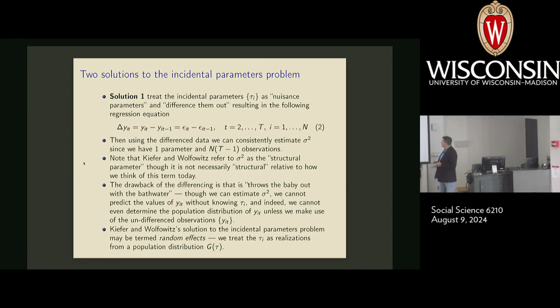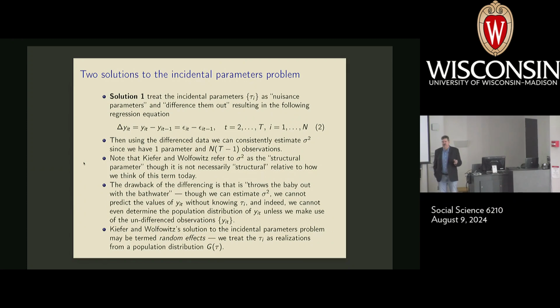You know, the problem is when you difference stuff out like that, you're throwing the baby out with the bathwater, right? You might want to know what those taus are. If you want to make a prediction of what the y is, you need to know what those things are, right? Now, Kiefer and Wolfowitz didn't propose differencing. They said, let's just directly estimate. We're going to make the parameter a distribution over the tau. And so now we have an infinite dimensional parameter, right?